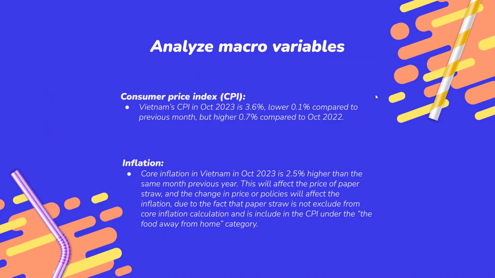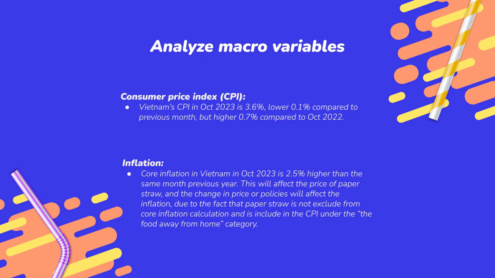Next is analyzing macro variables. The first variable is the Consumer Price Index (CPI). Vietnam's Consumer Price Index in October 2023 is 3.6%, while the CPI in the previous month was 3.7%, which means it decreased by 0.1%. Compared to the same month in the previous year, October 2022, the CPI decreased by 0.7%. The next variable is inflation.